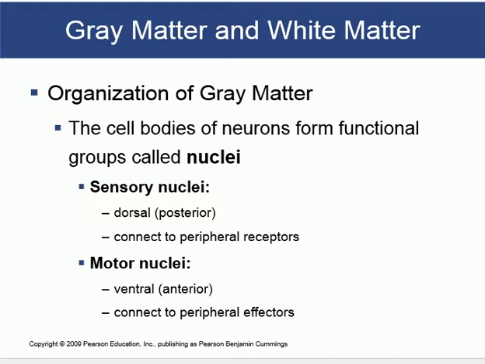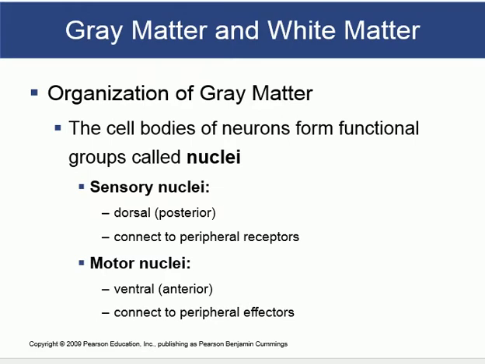Sensory, somatic. Motor, somatic. Here you have two. Sensory and motor, what? Autonomic.